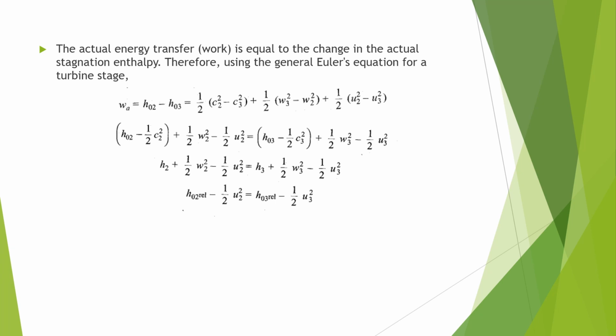The further equation will be h02 minus half C2 squared plus half W2 squared minus half U2 squared is equal to h03 minus half C3 squared plus half W3 squared minus half U3 squared. So h2 plus half W2 squared minus half U2 squared is equal to h3 plus half W3 squared minus half U3 squared. And h02 relative minus half U2 squared is equal to h03 relative minus half U3 squared.